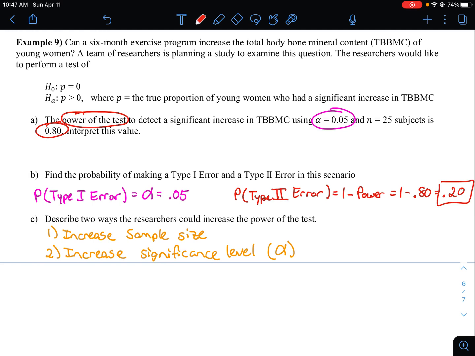So let's say we wanted to fix that. We wanted to increase the power, which means in turn decreasing the probability of a type 2 error. Two ways we can do this: 1, increase the sample size, or 2, increase the significance level. Make alpha larger. That'll increase the probability of a type 1 error, but in turn decreases the probability of a type 2 error.